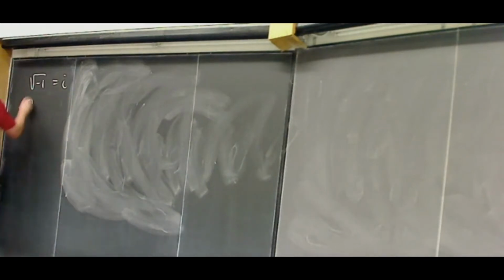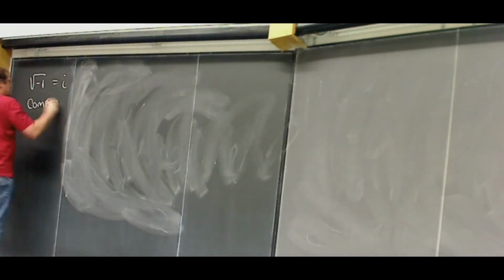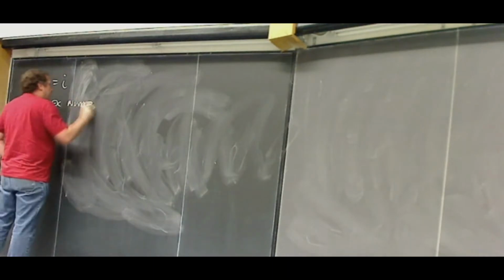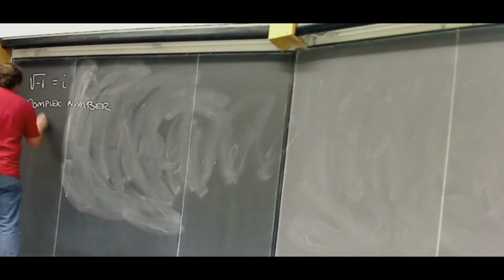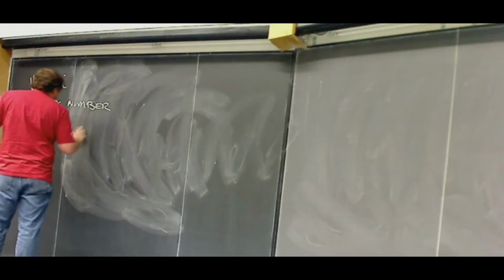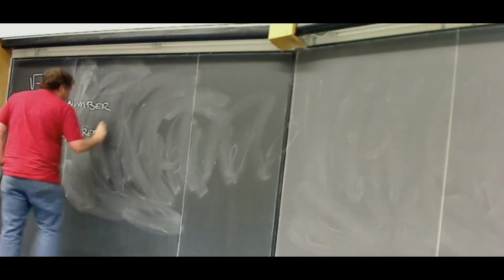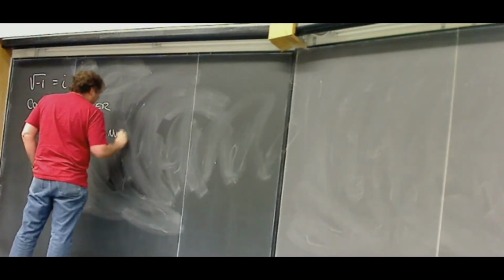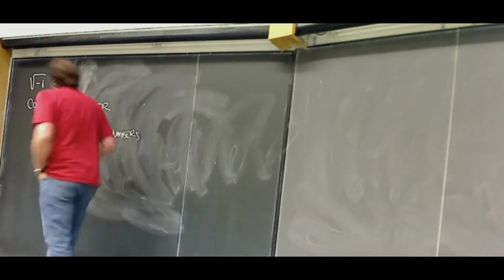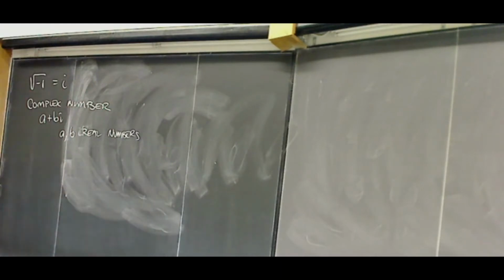So let me just repeat very quickly. When we have a complex number, this is something of the form a plus bi, where a and b are real numbers. And i is the square root of -1, which is a number that we don't have typically.